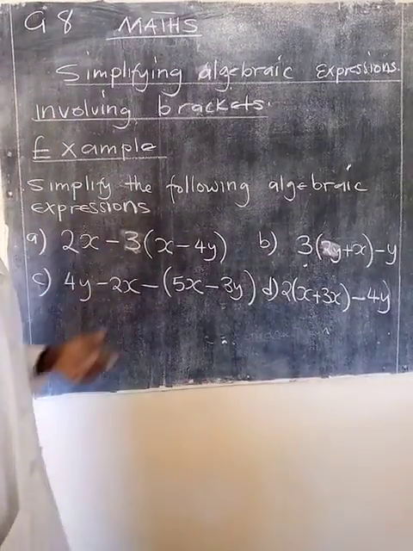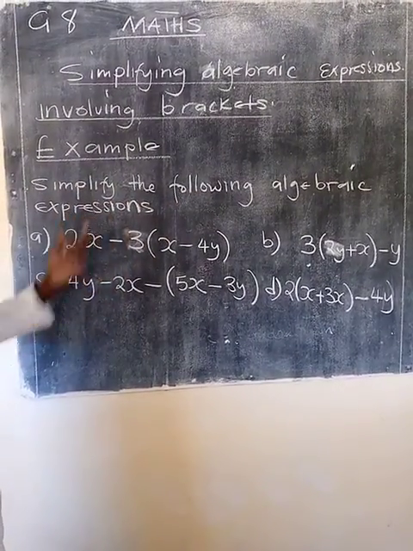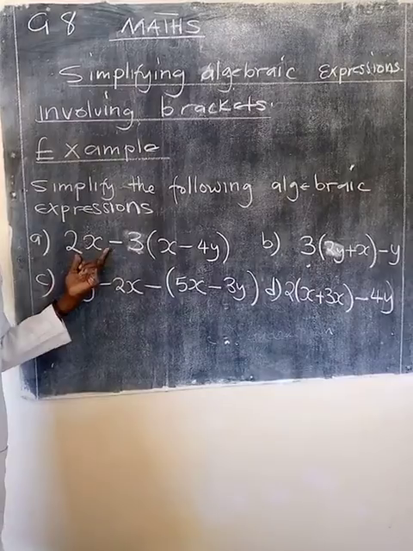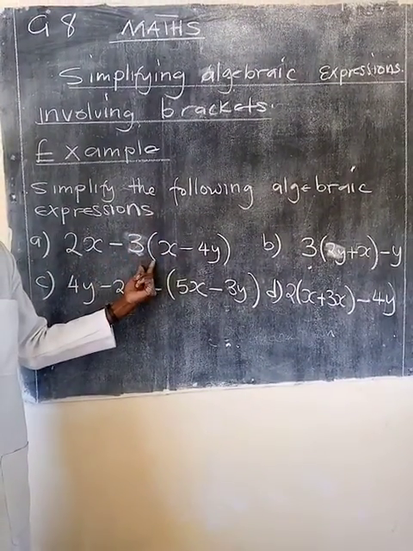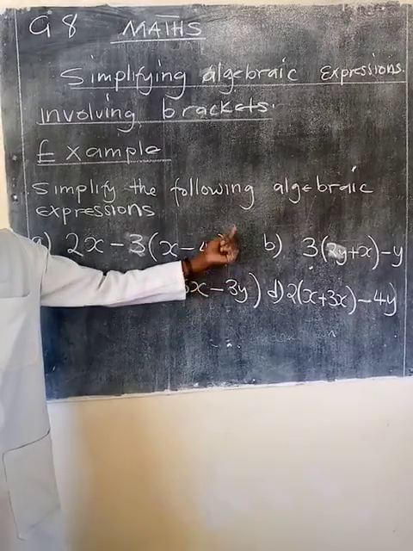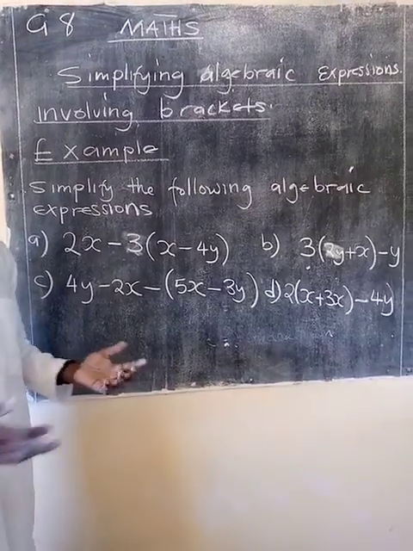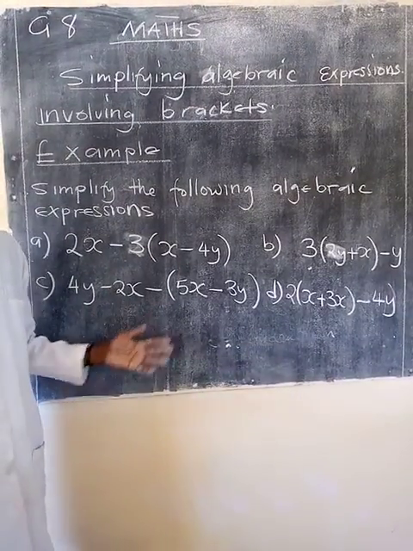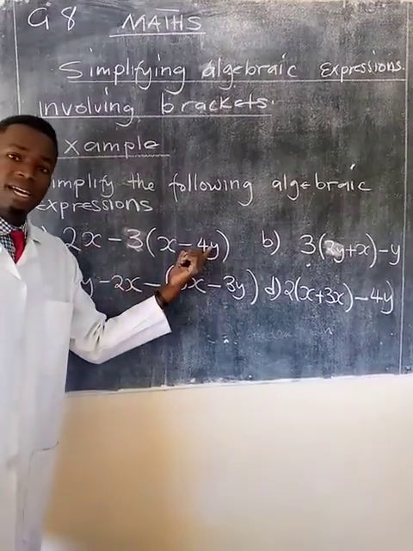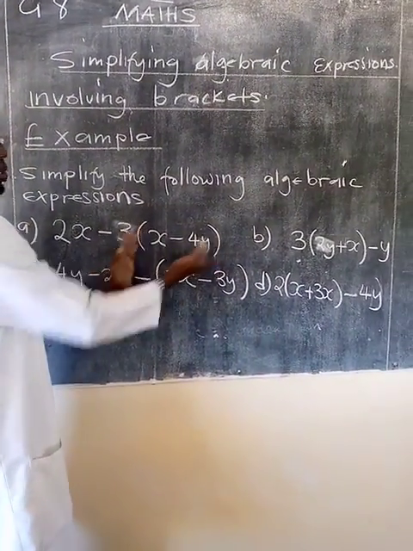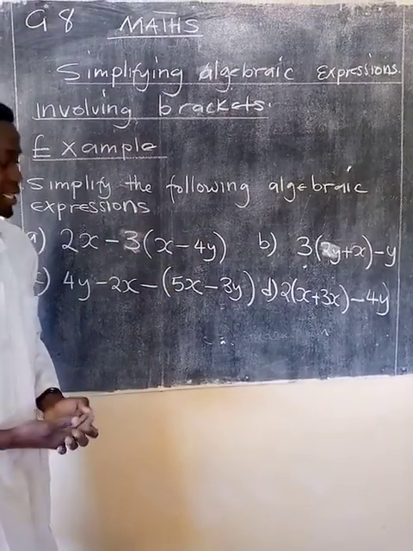So, just an example there. We are saying simplify the following algebraic expressions. The first one there, we have 2x minus 3, then bracket, x minus 4y, then bracket. So how do I simplify this one? Obviously, we know that we are supposed to group the like terms together, but we cannot just start by grouping the like terms there. We need first to deal with what is in the brackets. That's when we can now begin to group up the like terms.